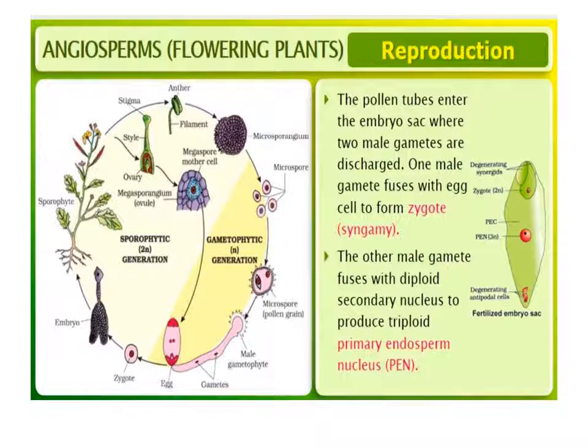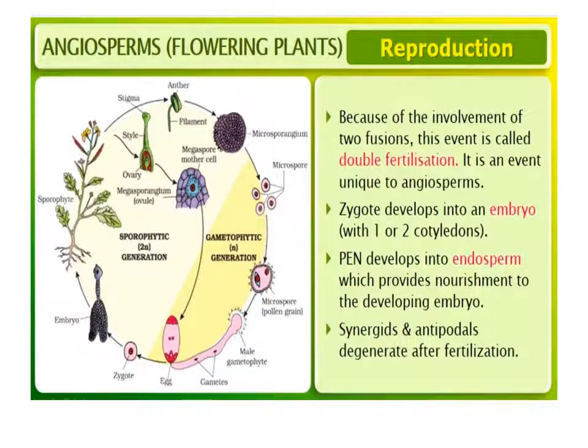One male gamete fuses with the egg cell to form the zygote, that is syngamy. The other male gamete fuses with the diploid secondary nucleus to produce the triploid primary endosperm nucleus, that is PEN. Because of the involvement of the two fusions, this event is called double fertilization. It is an event unique to angiosperms.